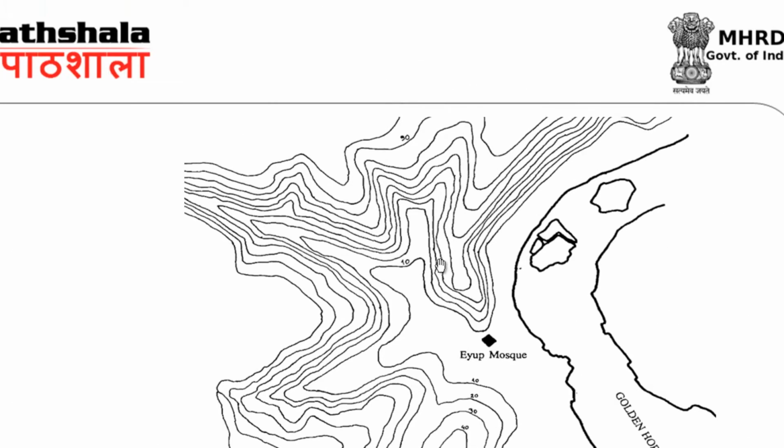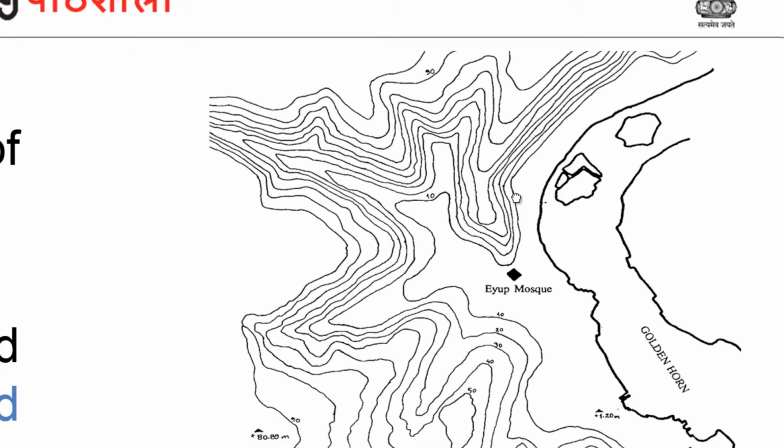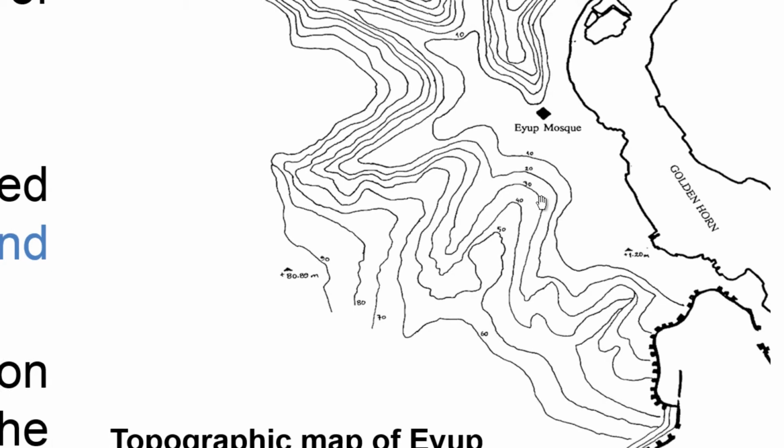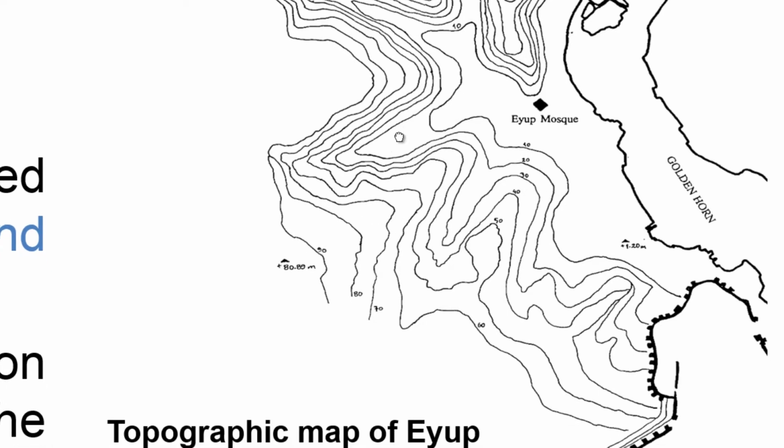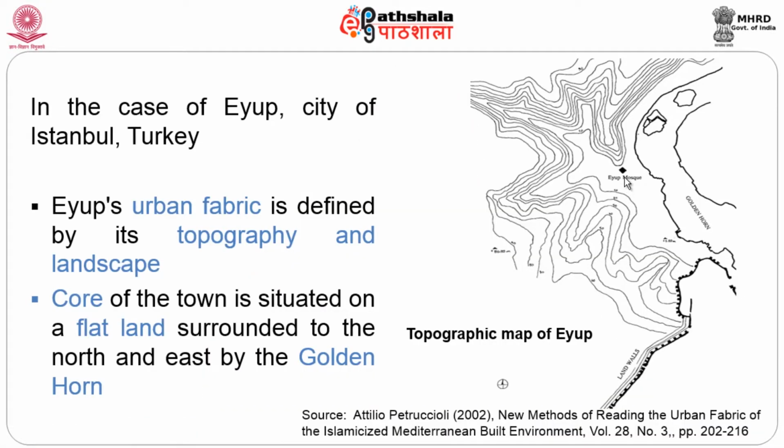So basically, towards the east side you have the Golden Horn, which is actually a river, and to the north and towards the west side you have undulating hills, and towards the south you have the land walls. So the topography shows that the core of the town is situated on flat land, which is where the Eyüp Mosque was located. And then later it is surrounded by hills, and it is also surrounded by a water body.